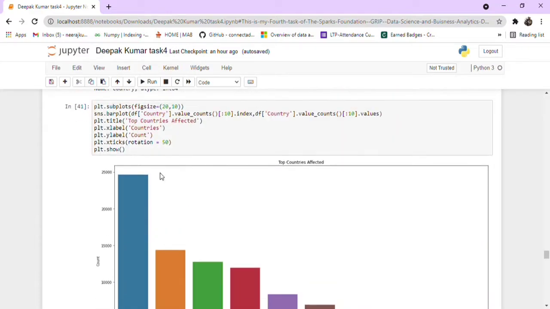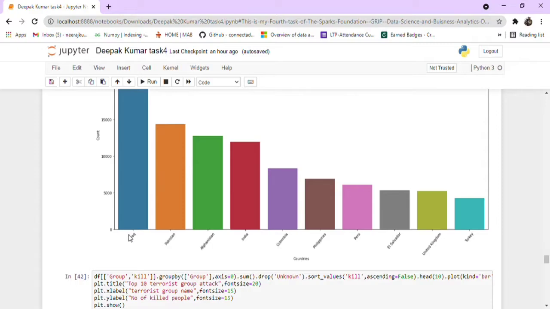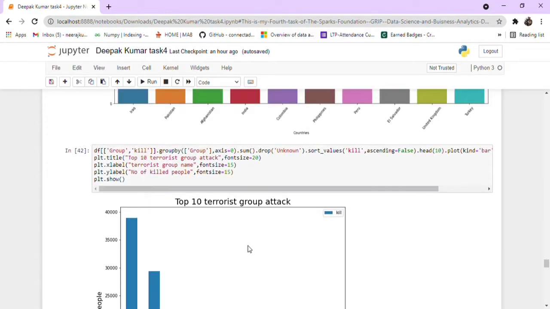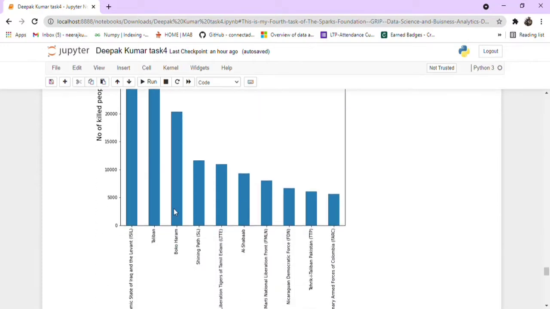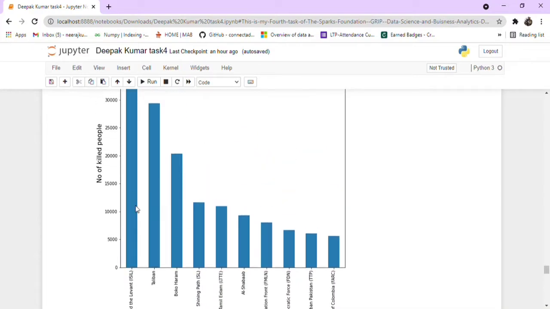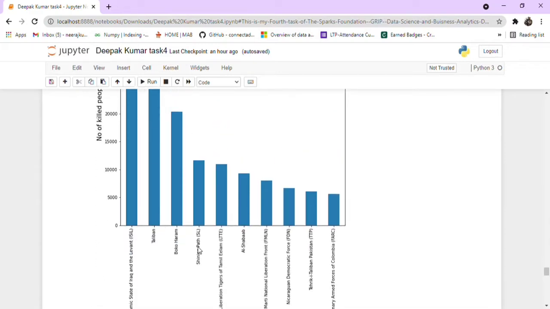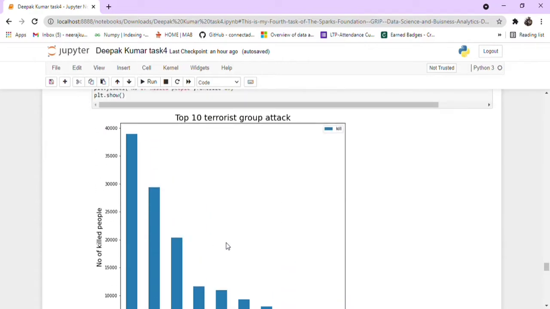After that, I have drawn the plot for the top affected countries. Iraq is the most affected country, after that Pakistan, Afghanistan, India. I have also drawn the plot for which organization carries out the most terrorist attacks. The Islamic State of Iraq and the Levant is killing the most people, then the Taliban and Boko Haram. So these are the terrorist organizations doing most of the attacks and also killing the most people.